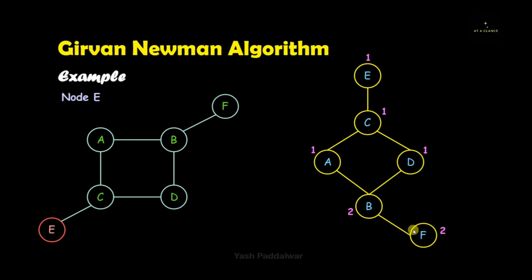So since this particular edge BF is directly connected to the leaf node F, the formula is 2 divided by 2, which is nothing but the next node weight divided by the current node weight. So the weight of BF edge is 1.